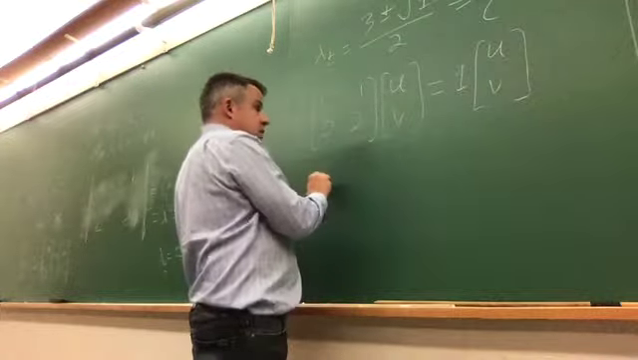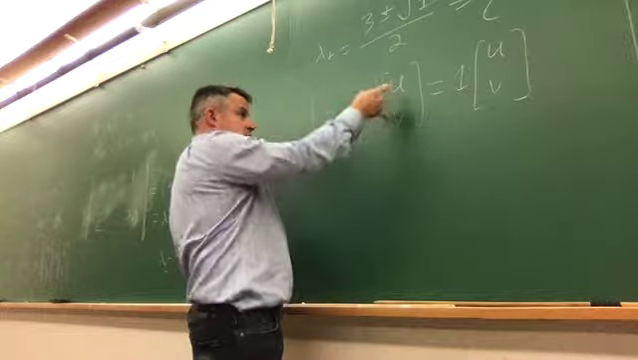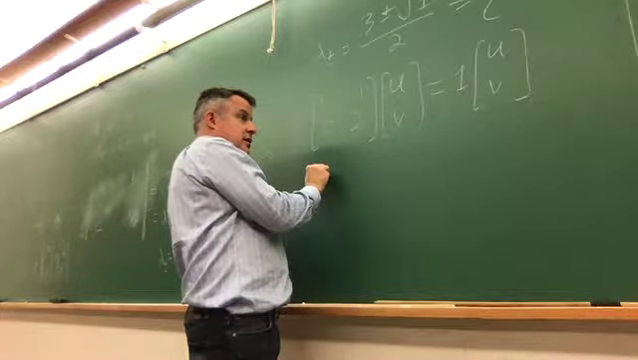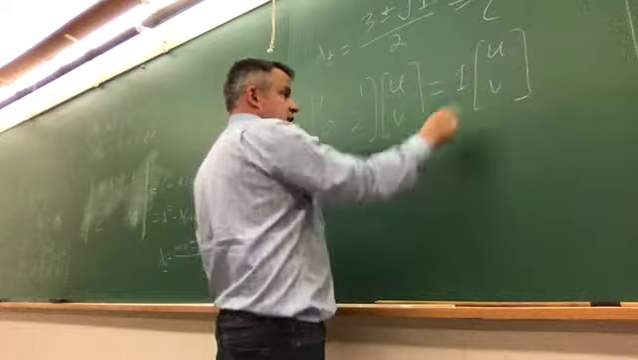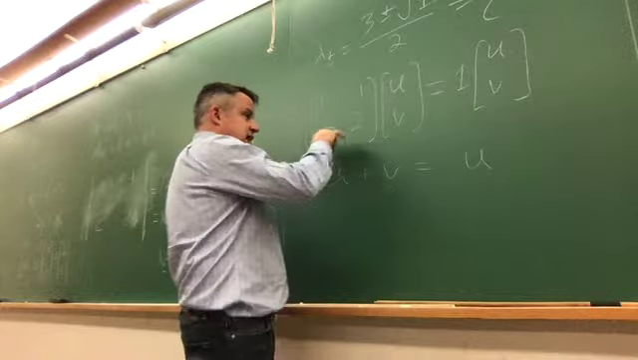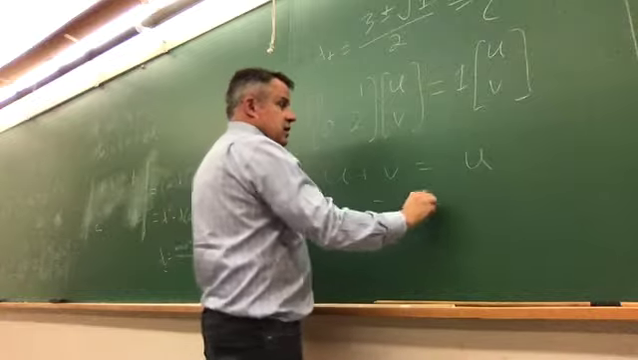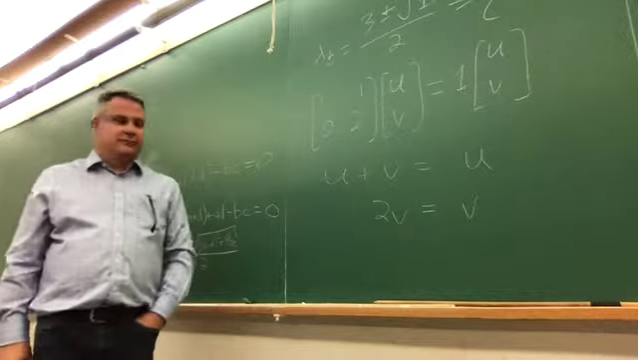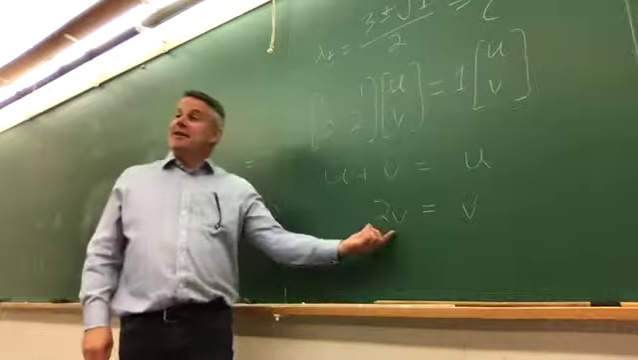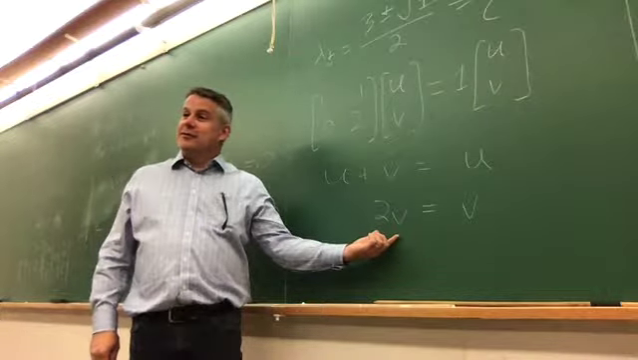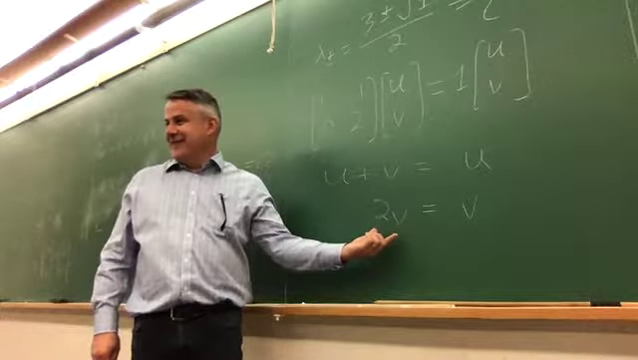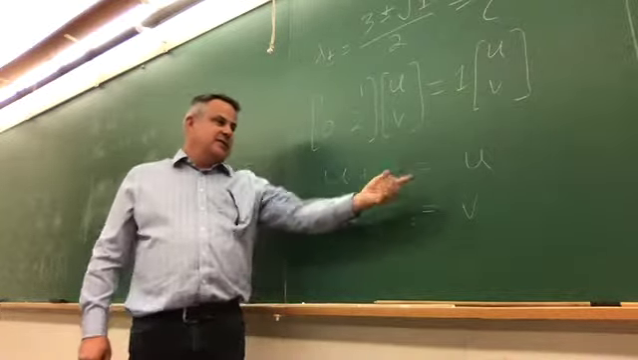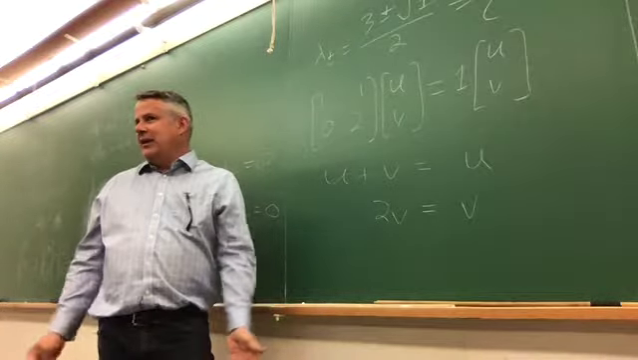Okay, so what's this side? The top row is u plus v equals u. And the second one, 2v equals v. So where do we start now? This is maybe the easiest one. What's a number for which that's true? 0. Any other number, it's not going to work. So v is going to be 0. And then if v is 0, what's u? Anything it wants to be.